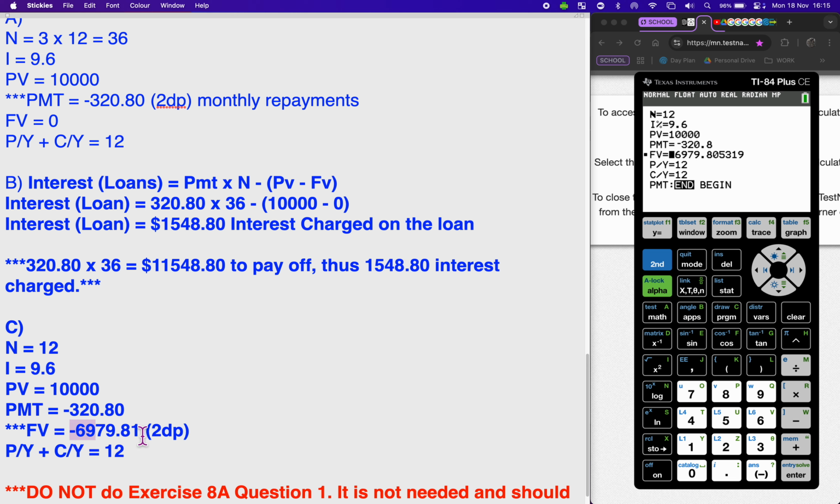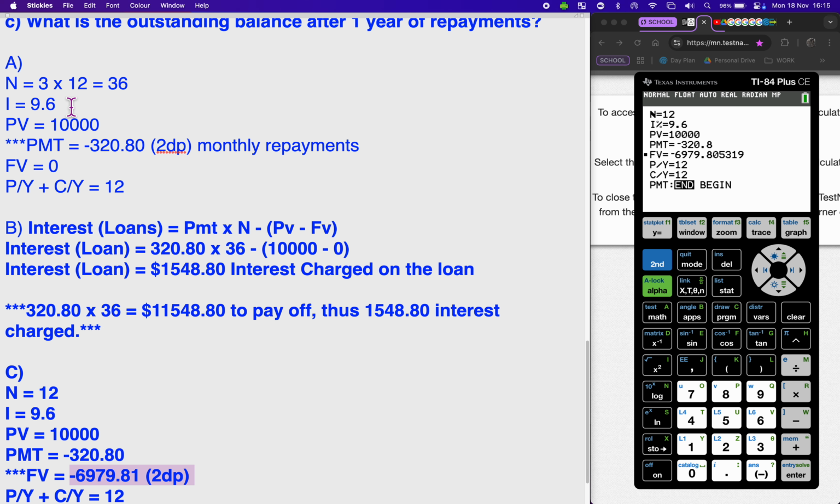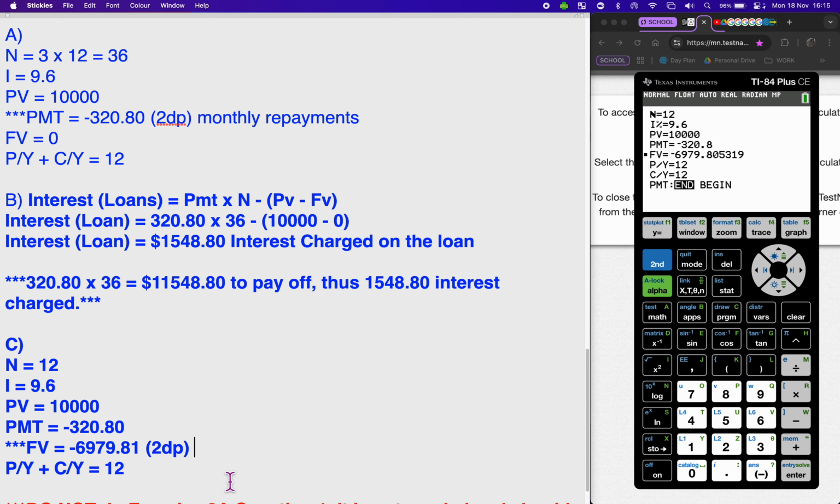Why is it negative? Because you still owe the bank that money. Why do you owe the bank money? Because you've only been paying for 12 months, for 1 year, when your loan was set up for 3 years, 36 payments. Okay, so remaining balance after 1 year.